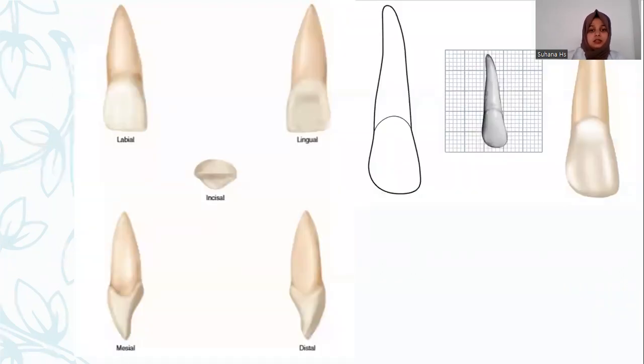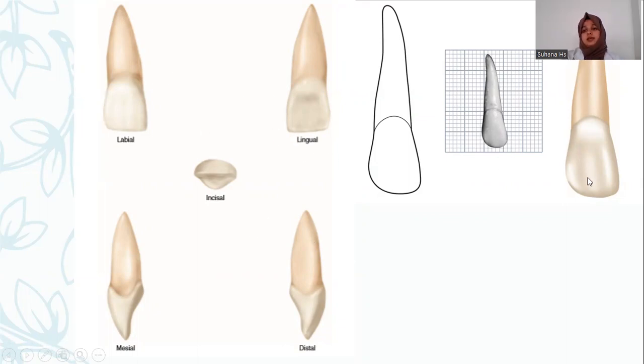Here is the picture of the 5 aspects of the lateral incisor. The first picture shows the labial aspect, the second one is the lingual aspect, the third mesial and the distal, and the last one is the incisal aspect. We can see that these aspects are similar to those of the central incisor, except that the size is somewhat smaller, and the central incisor shows a somewhat straight-line appearance, but in the case of the lateral, it is more rounded.